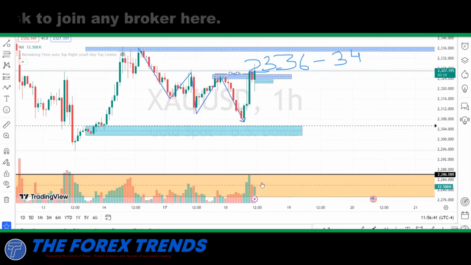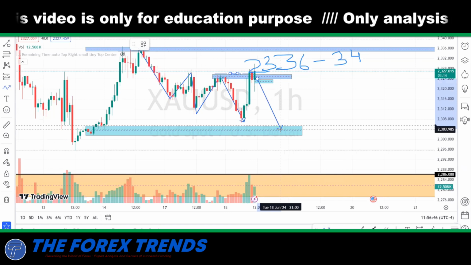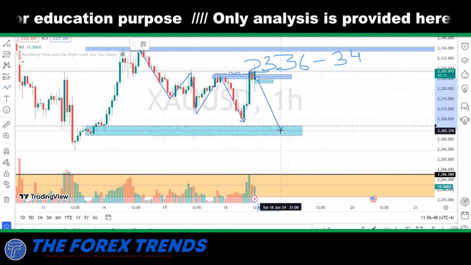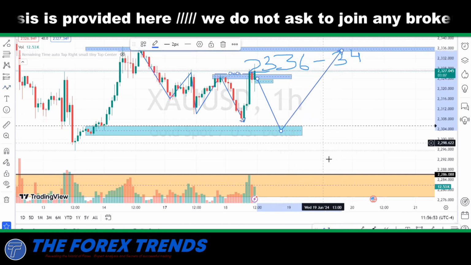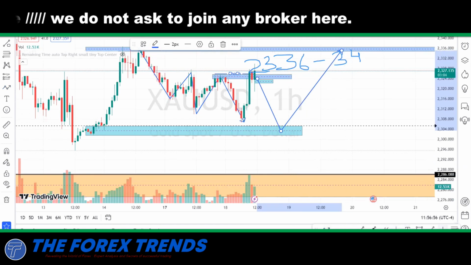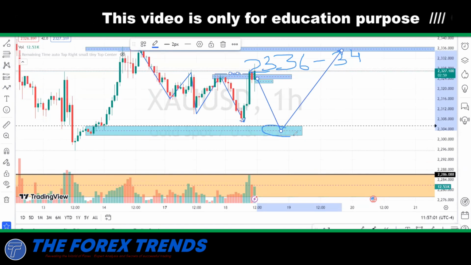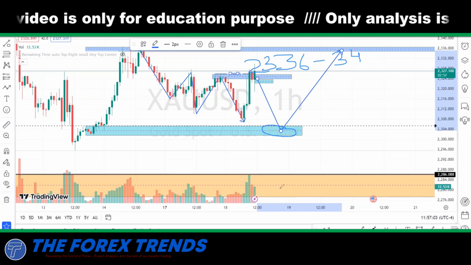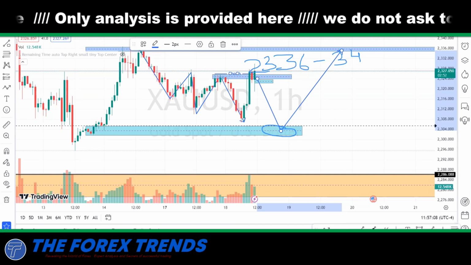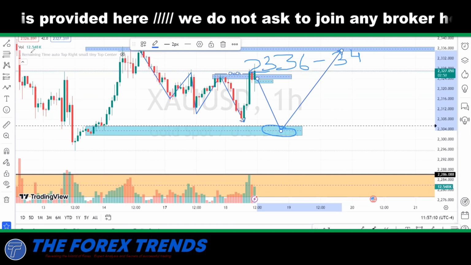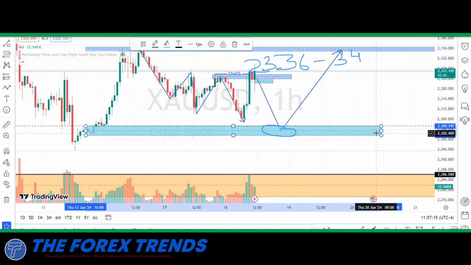If the market is able to come to this price, that is 2300 to 2303, we may initiate a buy from here. This is also a good buying zone for gold. This zone is a good zone for buying. That is our fourth trade setup for tomorrow. So these are the trade setups for today and tomorrow.